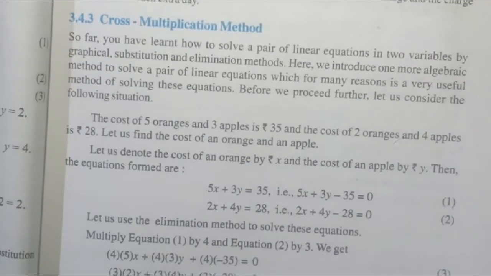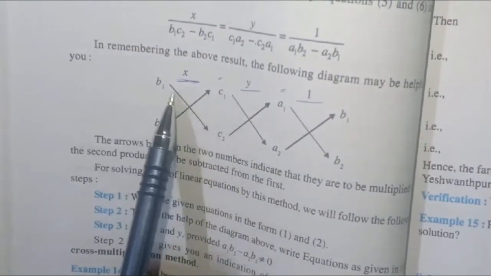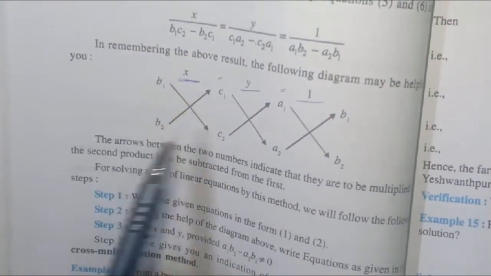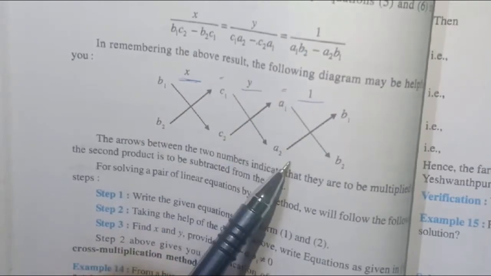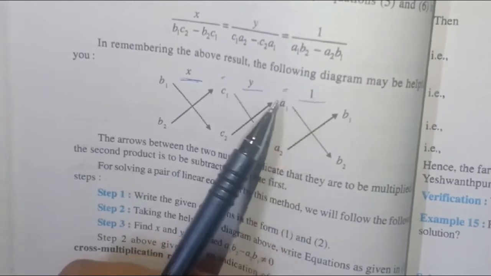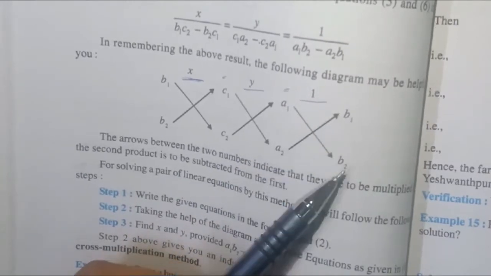Now we are starting the fourth method, cross multiplication. Before, we learned the graph method, substitution method, and elimination method. Now we will learn the cross multiplication method. For this we have to understand this formula: x divided by b1 by b2, c1 by c2, y divided by c1 by c2, a1 by a2 is equal to 1 divided by a1 by a2 and b1 by b2.